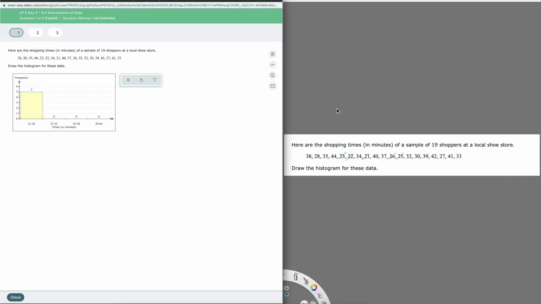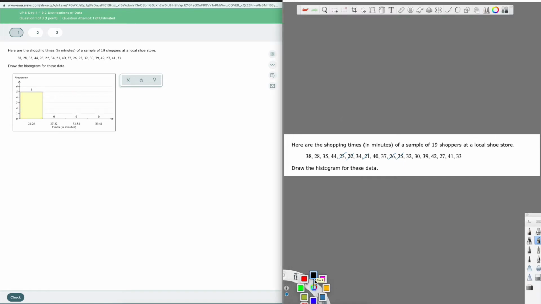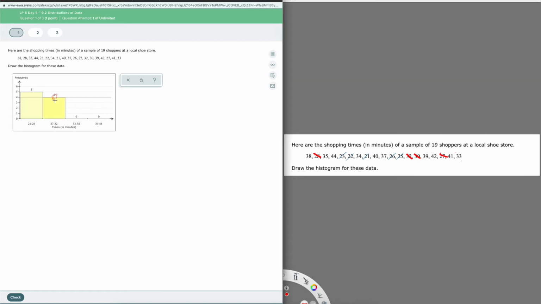All right, let's do the next one, and I'll switch up my color here. So now we're going to go anything from 27 to 32. So there we go. 32, 30 counts, 27 counts, and nope, not 32. So that looks like 4 for that one.